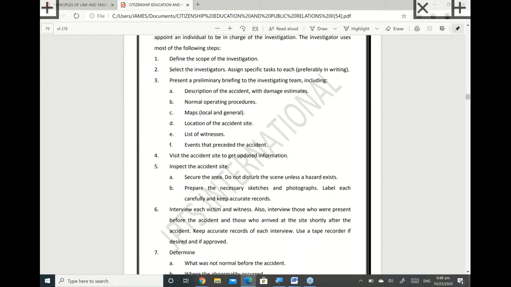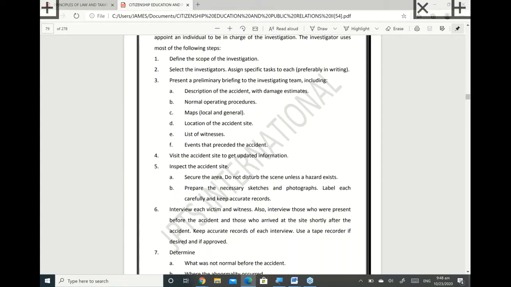Then 3, we look at presenting a preliminary brief to the investigation team, including a description of the accident with damage estimate, normal operating procedures, and maps, local and general. We also look at the location of the accident site, a list of witnesses, and events that preceded the accident. Now, visit the accident site to get updated information. By questioning or interviewing people, you are able to get to the people.